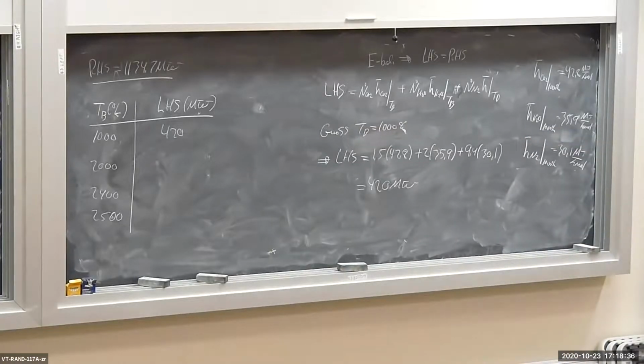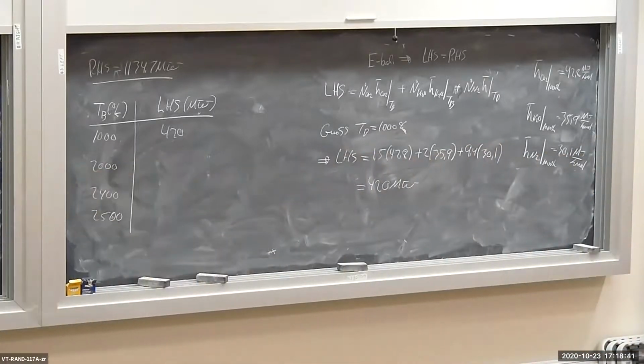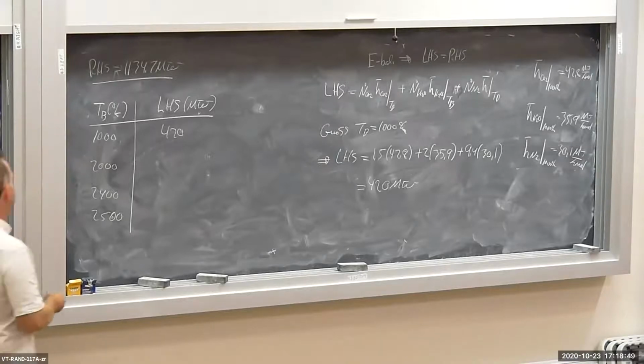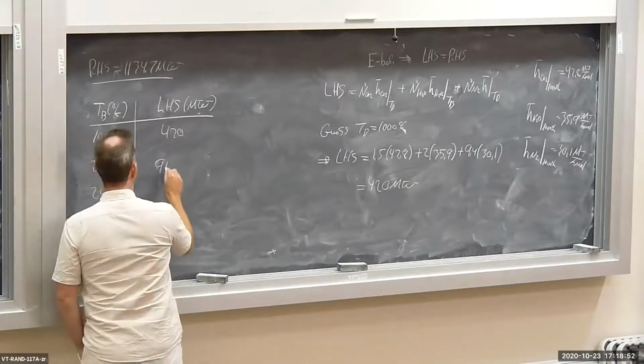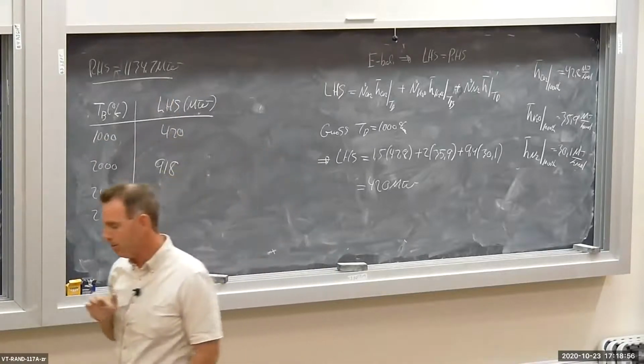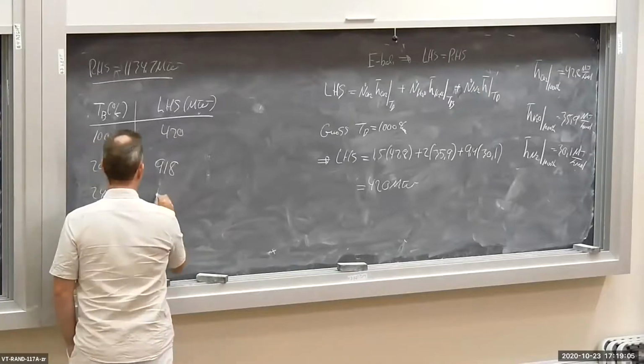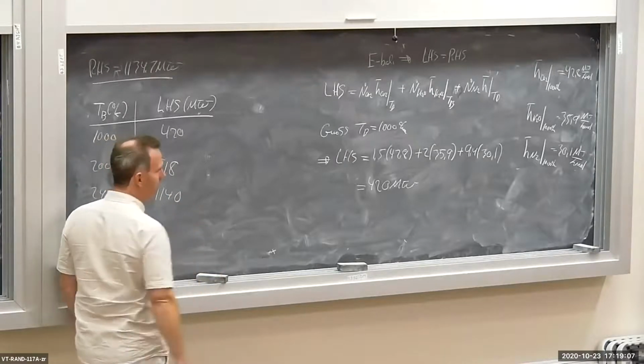So why don't I increase it to 2,000? I re-look up H bar for all the outlet quantities, and I get 918 for the left-hand side at 2,000 degrees. Getting a lot closer. Let's crank it up to 2400, and I get 1140 for the left-hand side.